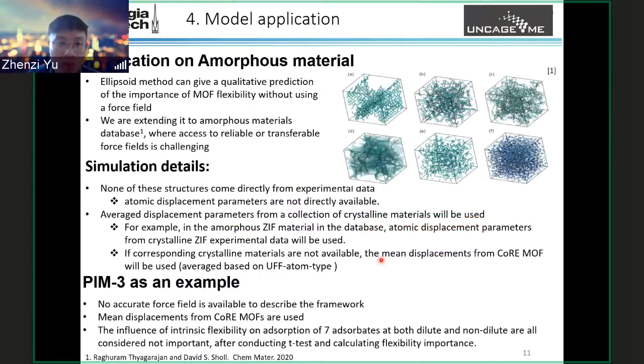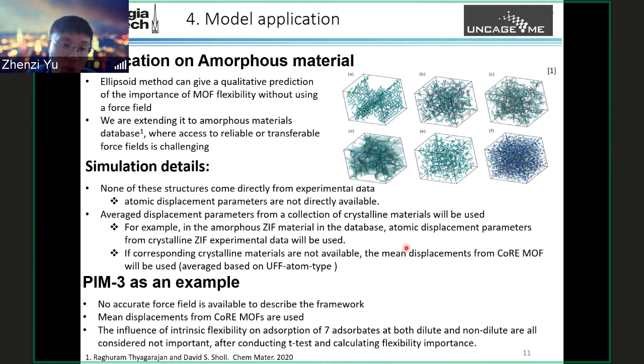We also applied our model on amorphous materials. Because our ellipsoid method can give a qualitative prediction of the importance of MOF flexibility without using force field, we're extending to the amorphous material database developed by Ragu recently, where access to reliable or transferable force field is challenging. However, there are 2 simulation details we need to take care of.